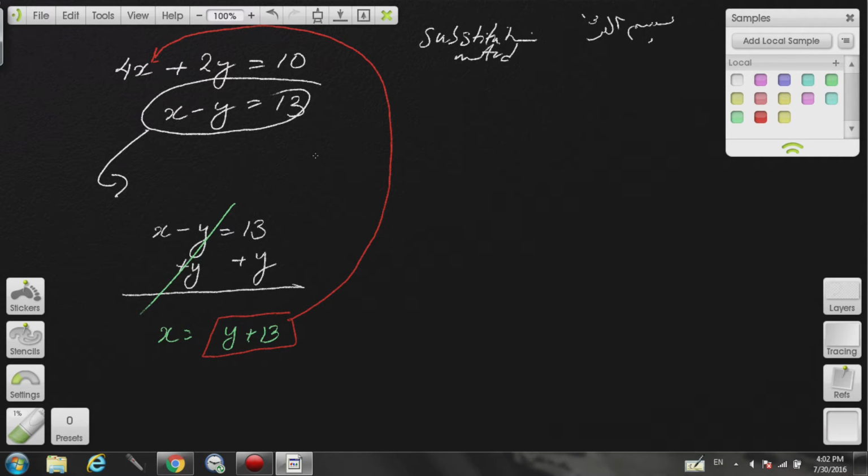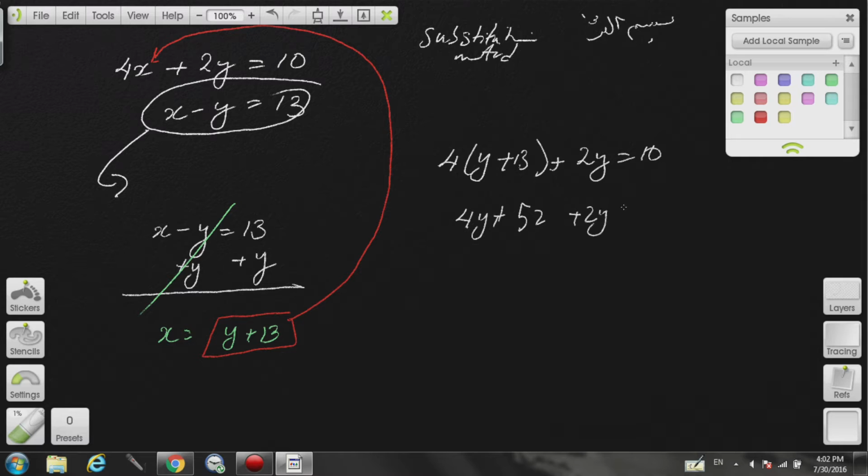So I solve one of them for either x or y, okay? And then once I solve it, I use that and substitute in place of x over there. So then you have 4 times (y plus 13). That's what you get after you substitute it right there, plus 2y equals 10. And then I solve this equation for y. So I get 4y plus, this is 40 plus 2, 52.